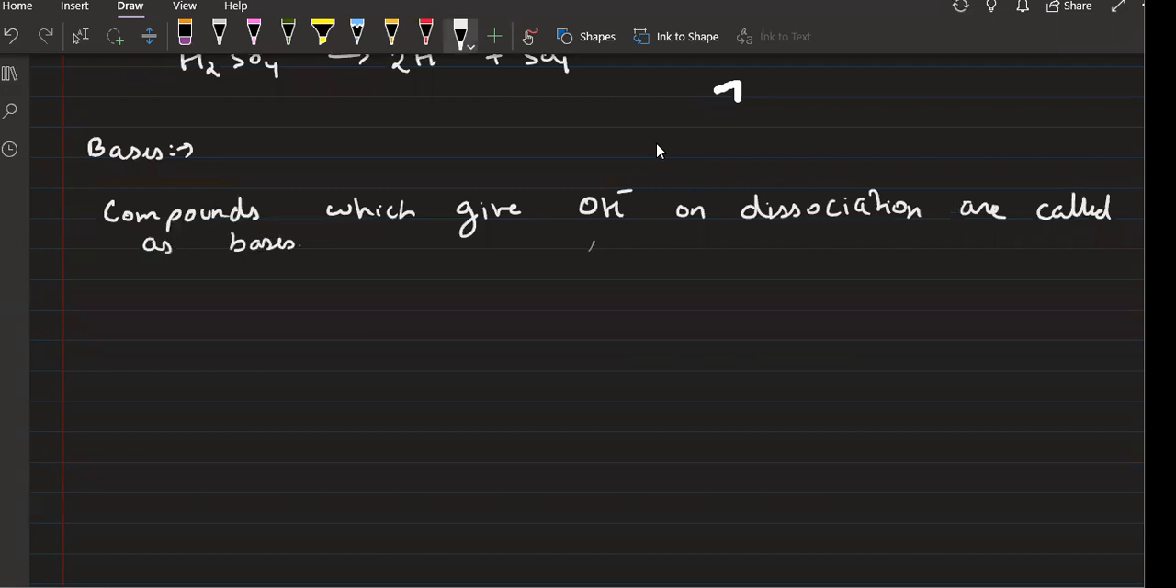Now let's see one example. NaOH. NaOH will give you Na plus plus OH minus. So I can say that this NaOH is giving OH minus. Yes or no? This OH minus is released when NaOH is broken. Right, everyone? So NaOH is your base.